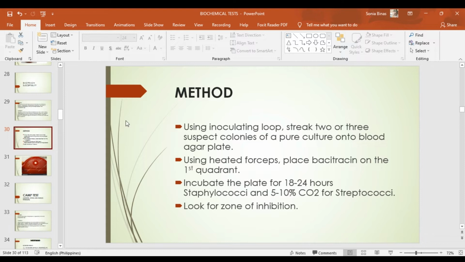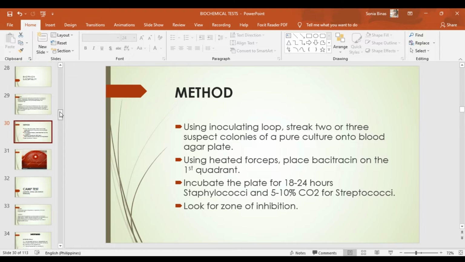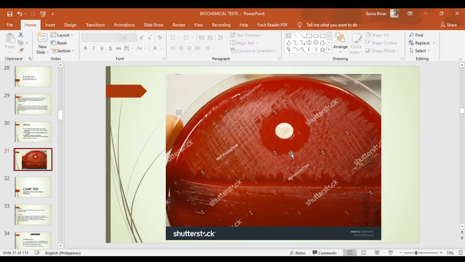So, again, using our blood agar plate, kukuha tayo ng loop and we will stick 2 to 3 colonies of a pure culture. So, again, sa ating first quadrant, maglalagay tayo ng bacitracin disc using our heated forceps. And we will incubate the plate for 18 to 24 hours. And after incubation, we will also look for zone of inhibition. So, ito po yung magiging itsura ng ating bacitracin. So, meron siyang clear zone of hemolysis. Ano po?